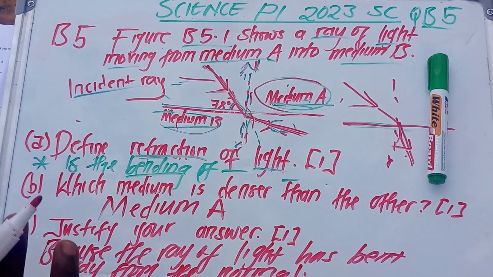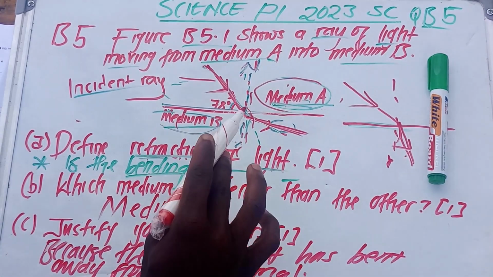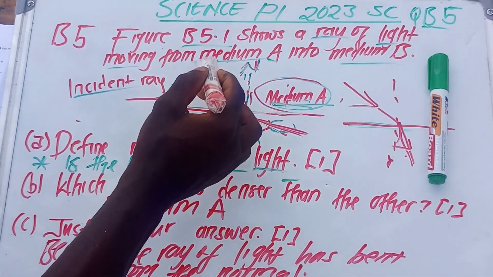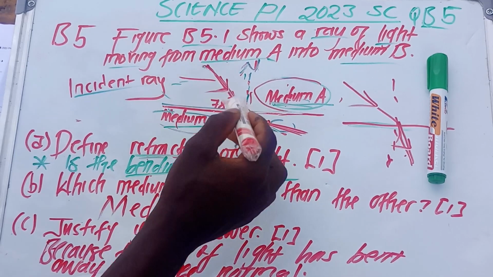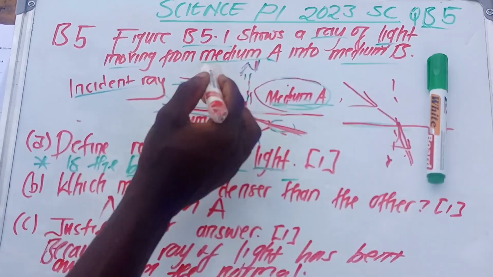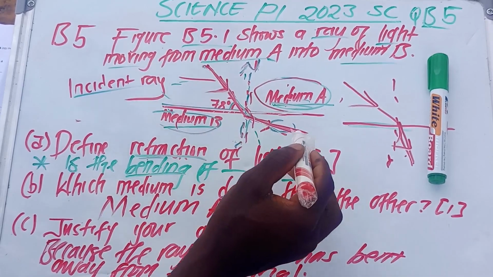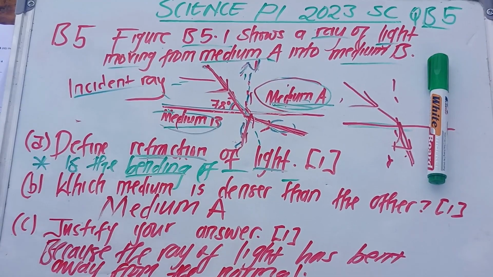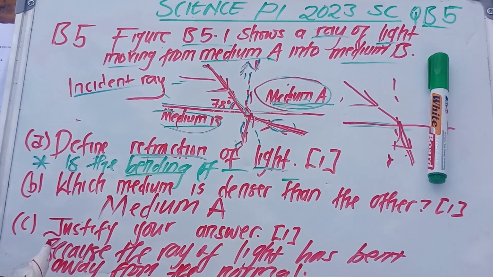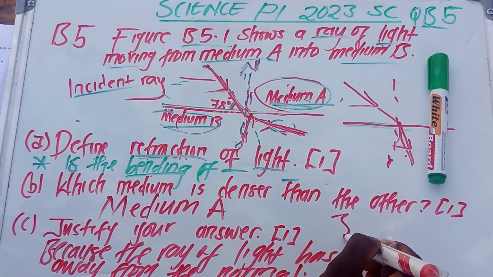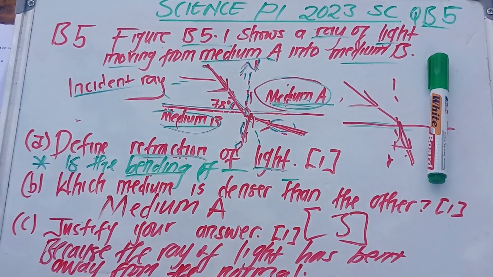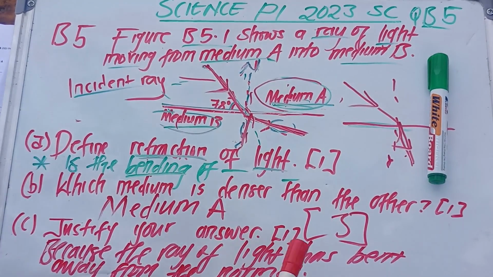So the reason why you have said that medium A is denser than medium B is due to the fact that this ray passes from medium A to medium B and has bent away from the normal, which is this one. So this is how simple this question was, and you are given 3 marks free of charge. So this is how we handle these questions. I hope you have gotten one or two things.